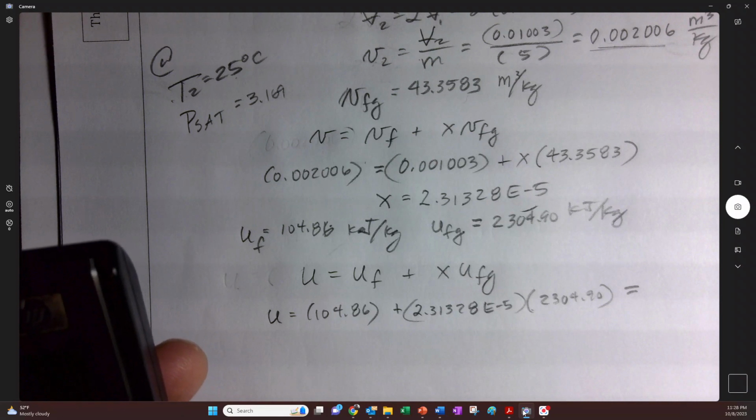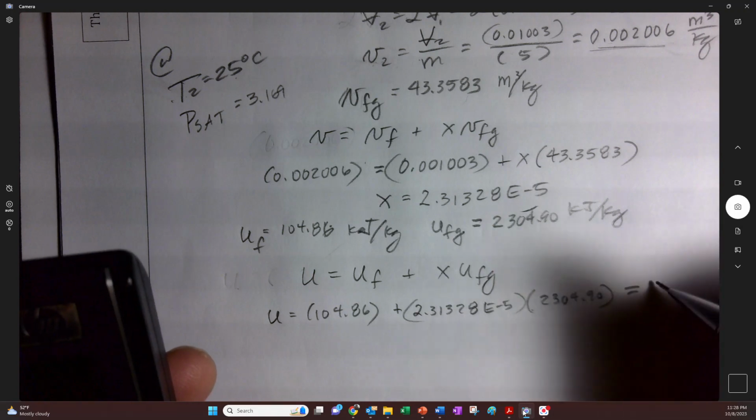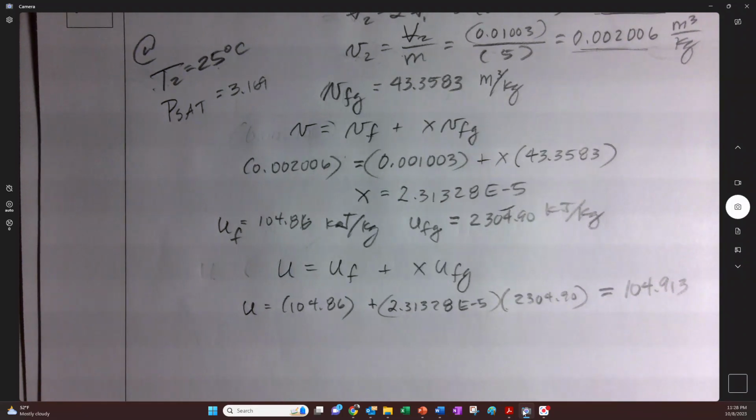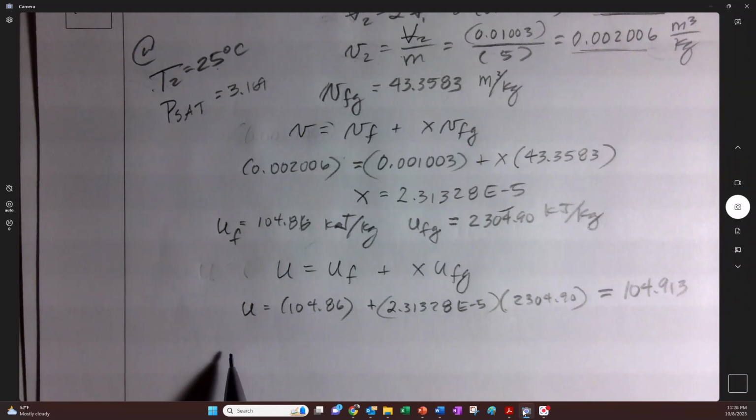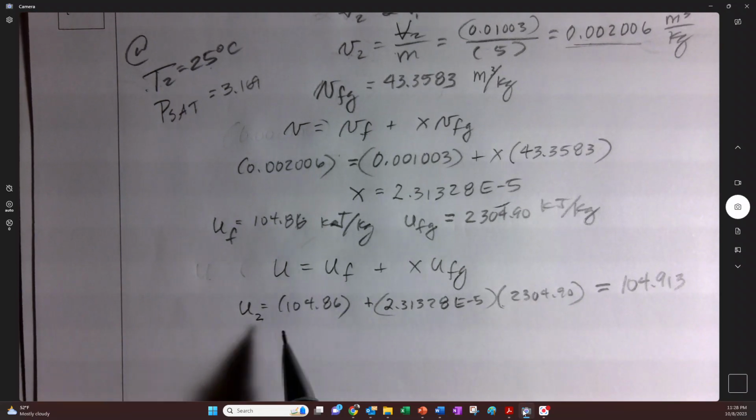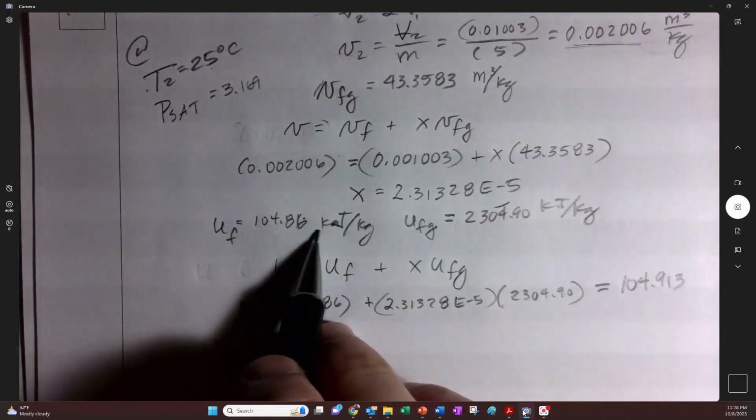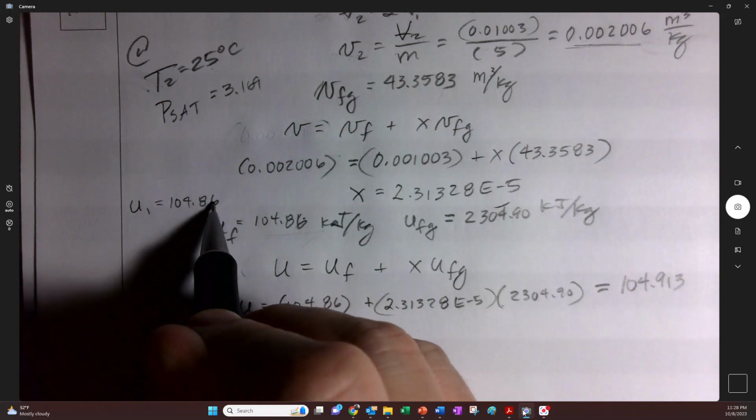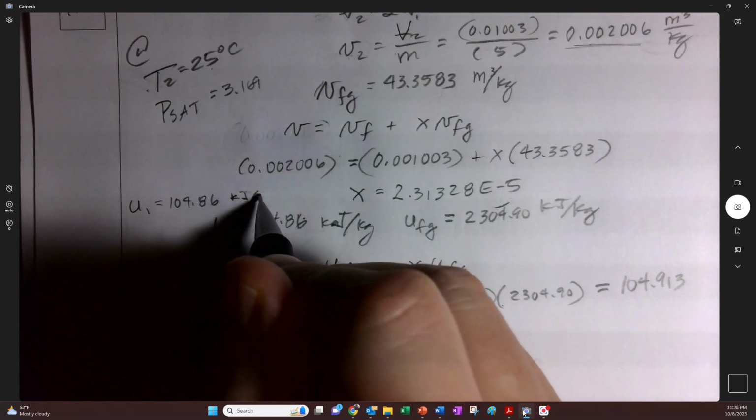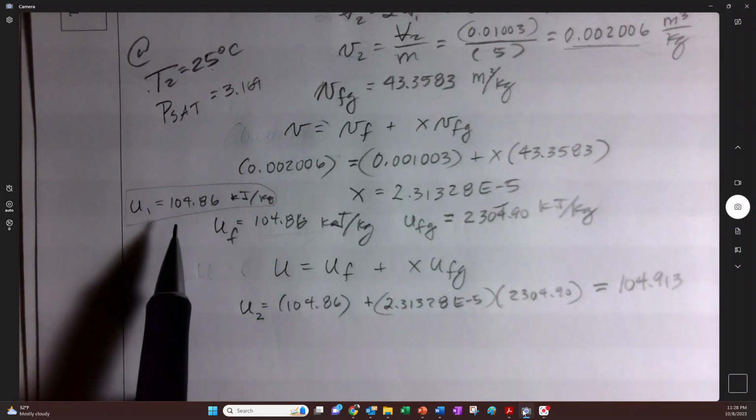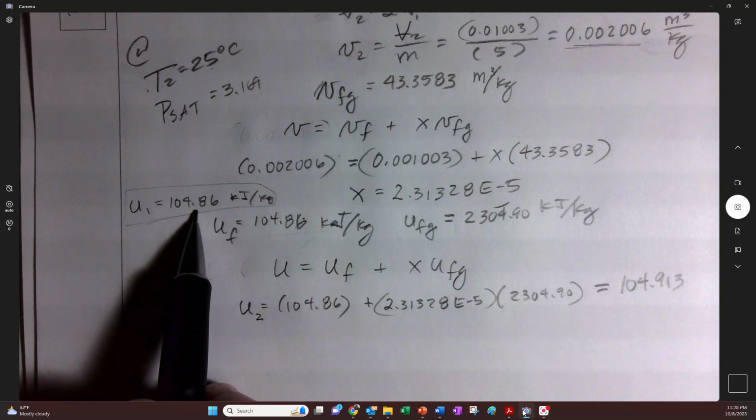And 104.86. Boom. So that's 104.913, but still in my calculator. What we want to have is the change. Okay, so that's going to be u2. But u1, by the way, is going to be just this. u1 is equal to 104.86. Because remember, this is our way of guesstimating. We're going to say it starts out just as this.